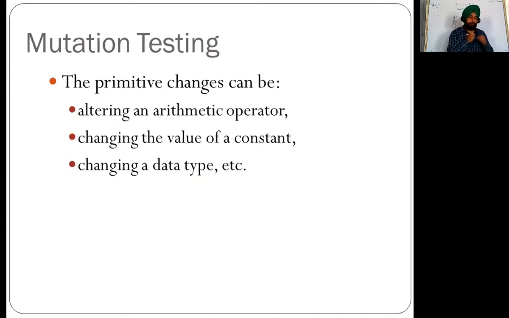So what are the different types of changes that you bring in the form of a mutant? Altering an arithmetic operator means instead of plus, you write minus. Changing the value of a constant: suppose constant pi is equal to 3.14, you write 3.55. This is one change. Changing a data type: instead of int, you write char, and instead of char, you write int.